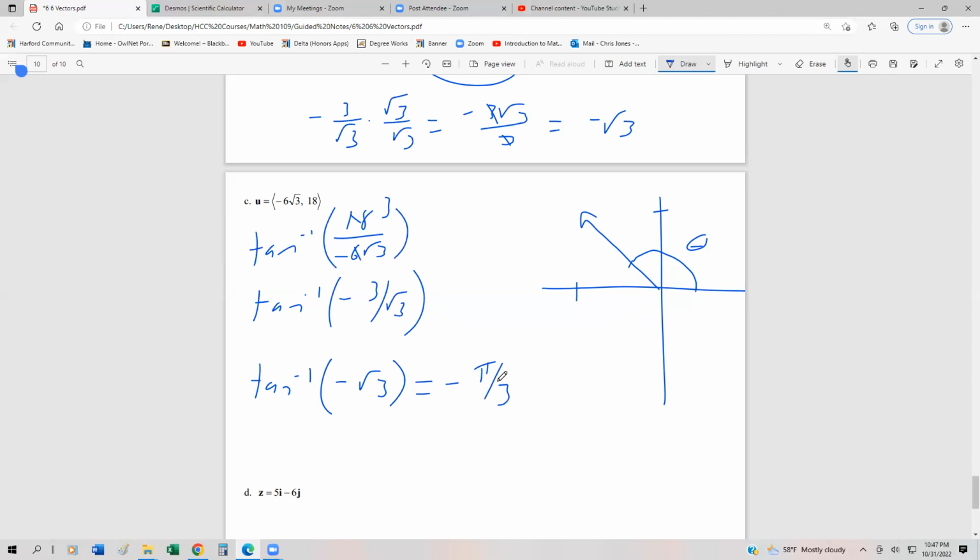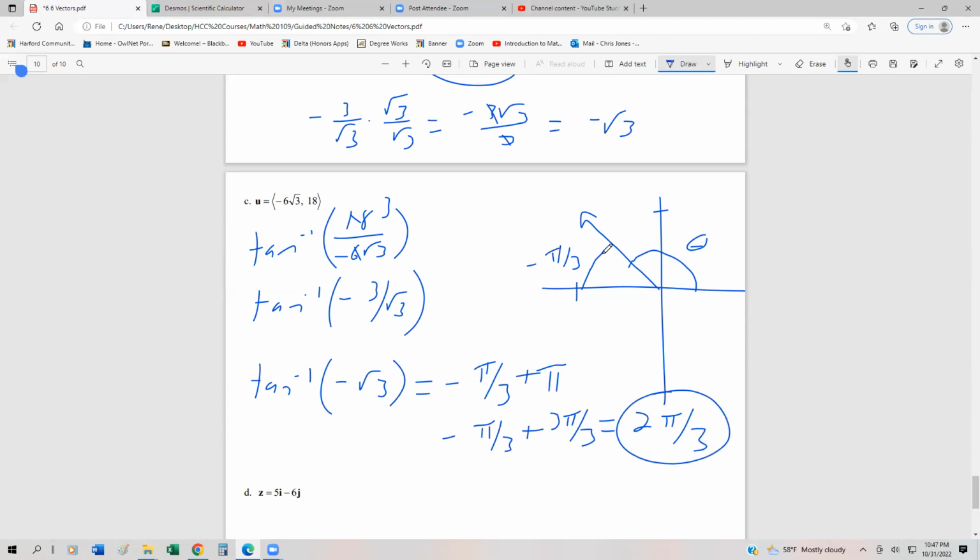All right, so that's a reference angle. Okay, so this is going to be the negative pi thirds that we end up with. So what we're going to have to do is we're just going to have to add pi to that, or that's going to be negative pi thirds plus 3 pi over 3. And so the angle should be 2 pi thirds.